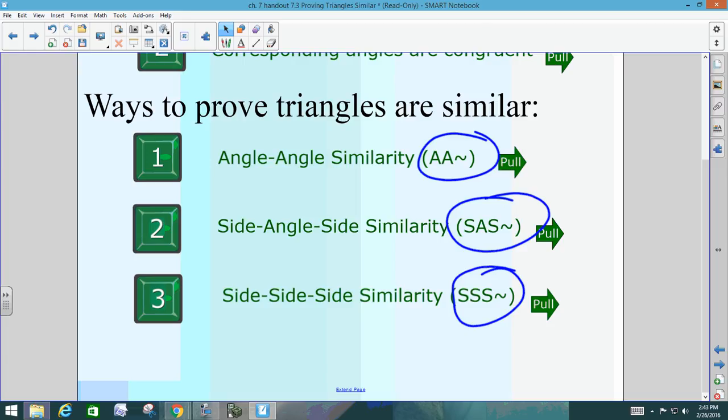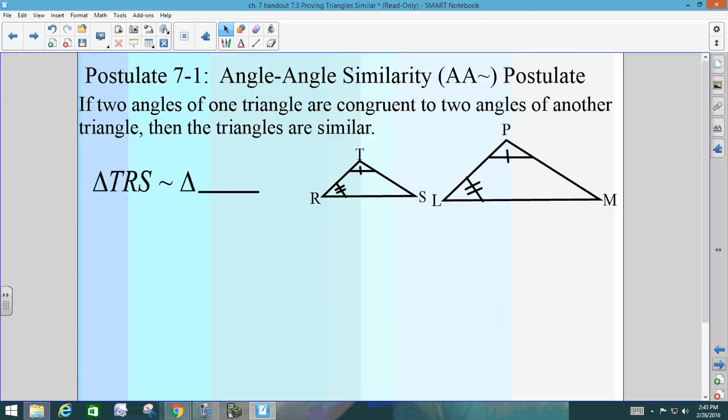Good? The next third of the page is the theorems with pictures. So your first one, angle, angle. T and R are congruent to P and L. So since I have two pairs of congruent angles, those triangles are similar. Same shape, different size.